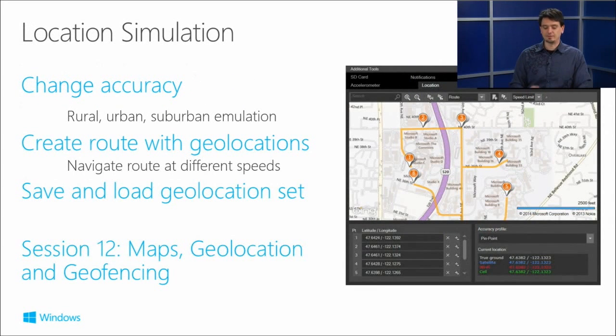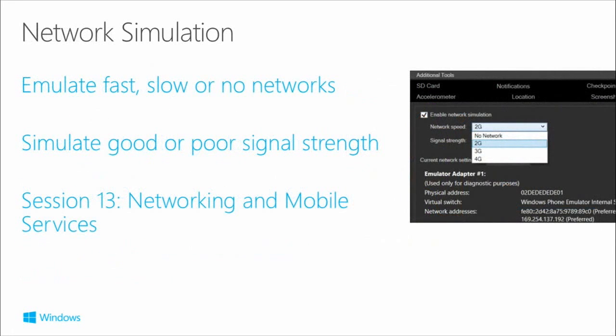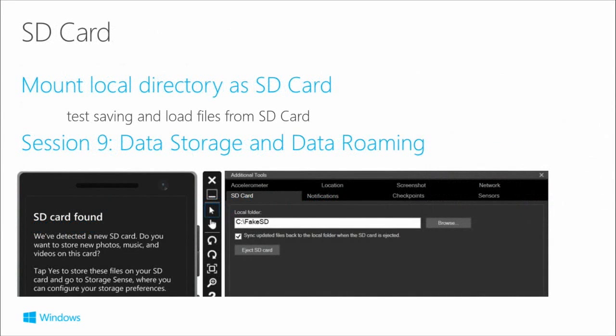Location simulation is fantastic. You can change the accuracy of your location, create routes with geolocation, save and load geolocation sets, and you should go to session 12 to see more of that in action. Network simulation is also fantastic. Fast and slow networks, go to session 13, network and mobile services. SD card emulation, you can mount and eject SD cards and see how your application responds to that. Go to session 9, data storage and data roaming.